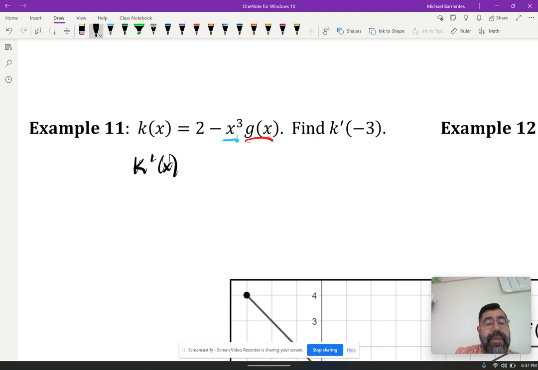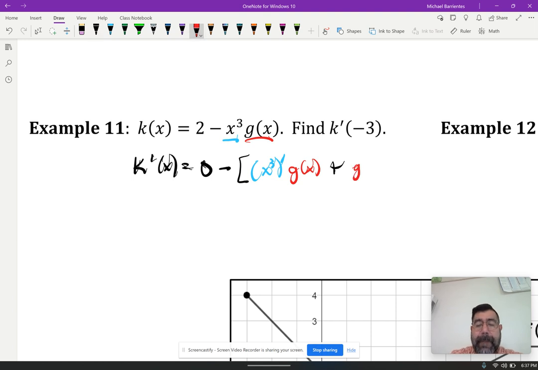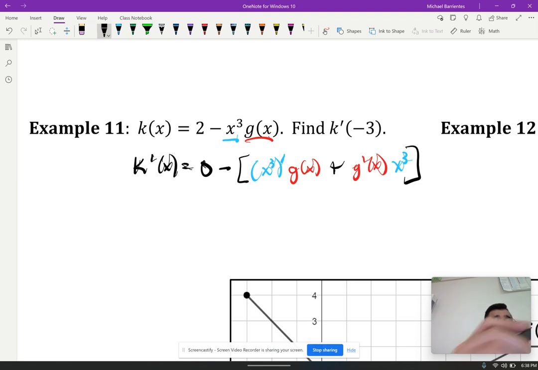K prime is equal to the derivative of 2. Well, that's 0. Minus. I'm going to have to do the product rule, but remember, we're subtracting it. So whatever we get, we have to subtract. And that would be the derivative of the first times the second plus the derivative of the second times the first. This is what I need to do. But remember, I'm subtracting these things. So whatever I get here, I'm going to put the opposite or minus in front of it, and I'm going to put a minus in front of this as well. So let's see what we get.